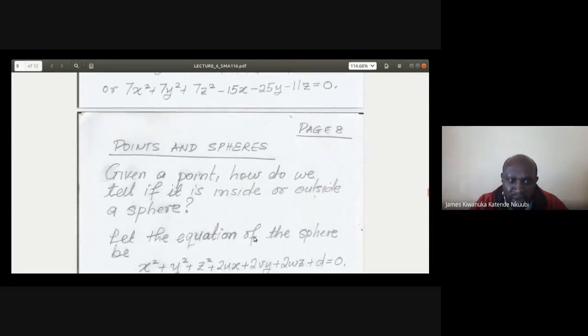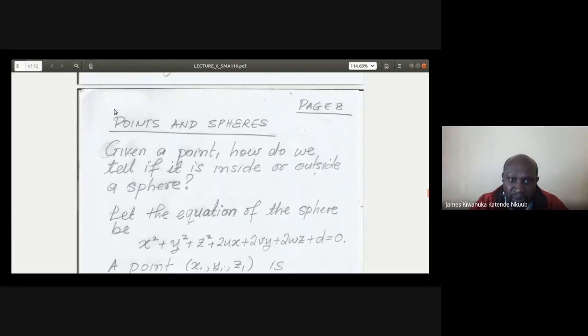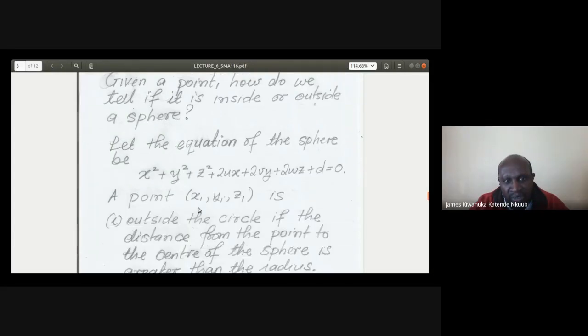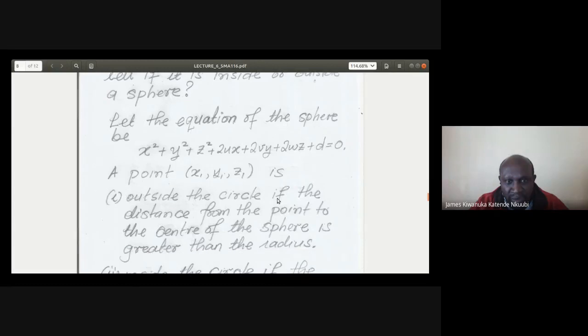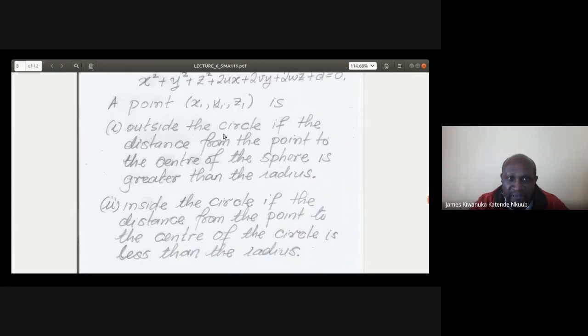So let's move to the next part. The next part talks about points and spheres. If you have a point, how do you tell if it is inside or outside a sphere? So let's set up the equation of a sphere here and pick any point in space. Now, we can tell if this point is outside the circle, the sphere, not circle. I don't know why I've written circle here. This should be sphere.